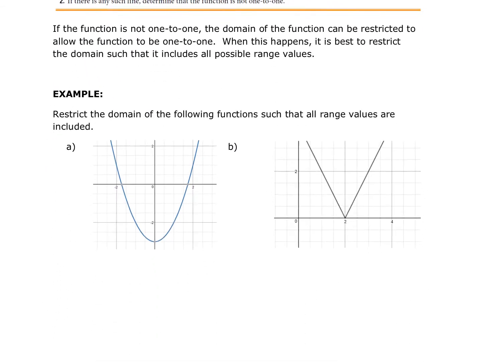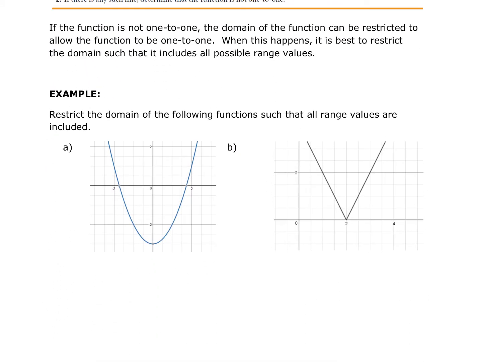Sometimes your functions are not one-to-one and you want to find the inverse. So you need to restrict the domain appropriately so that it will produce every single possible output value. So if I take a look at my first example and they're asking me to restrict the domain. If I restrict the domain, say at 2, I want the domain for this function to be greater than 2, I would get all of these output values.